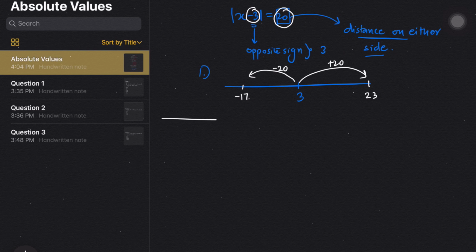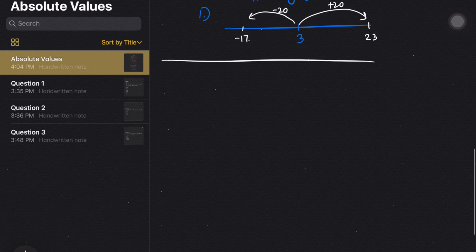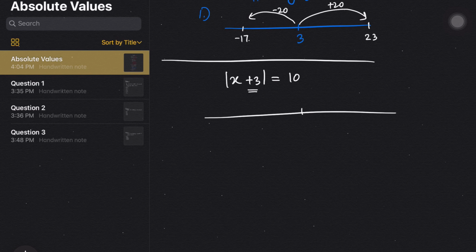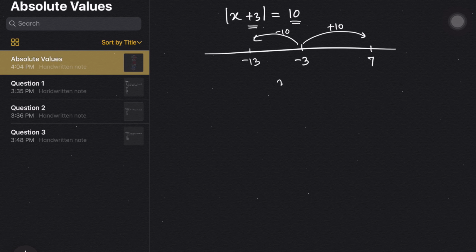So let's try one more here. The next thing is the absolute value of x plus 3 is equal to 10. Let's do it using the number line method that we have just now used. You have to take the opposite sign of this, which is negative 3. Now you have to go these many units away on either side. So that gets you minus 3 plus 10, which is how much? It's going to be 7. Whereas on the left hand side, if you subtract 10 from minus 3, you'll get a negative 13. That gets you two possible values, which are negative 13 or 7.